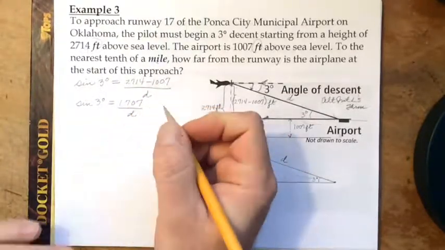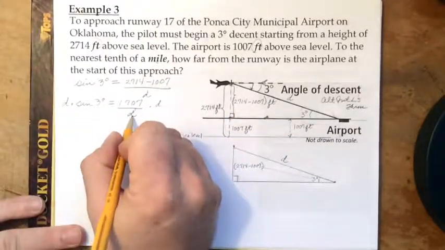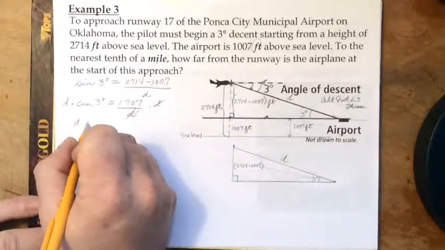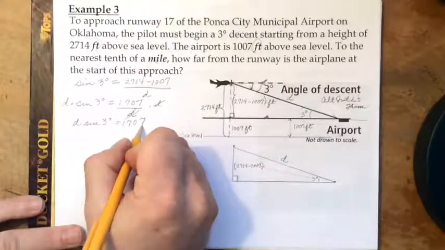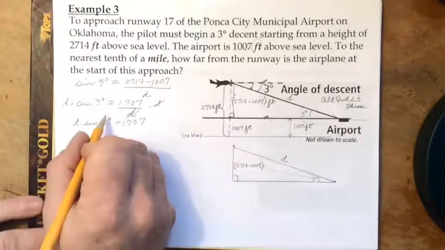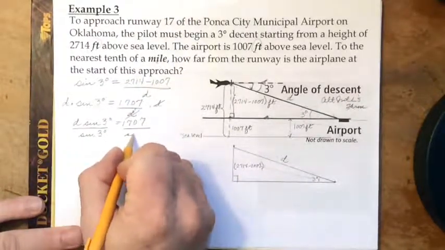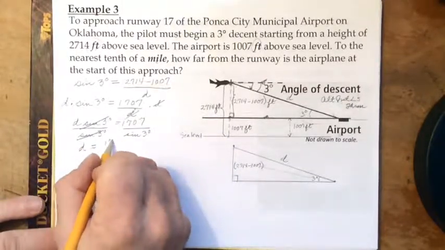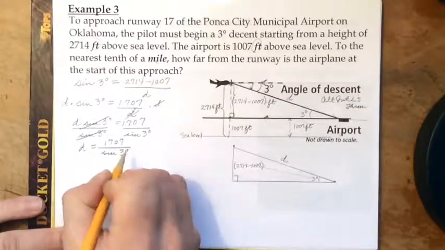over D. Now to solve for D, we multiply both sides by D to get rid of D in the denominator. Those divide out, and now we have D up here in the numerator. So this is D times the sine of 3 degrees equals 1,707. One more step to solve for D. Since D is multiplied with the sine of 3 degrees, we divide both sides by sine of 3 degrees. Those divide out, and D is equal to 1,707 over sine of 3 degrees.